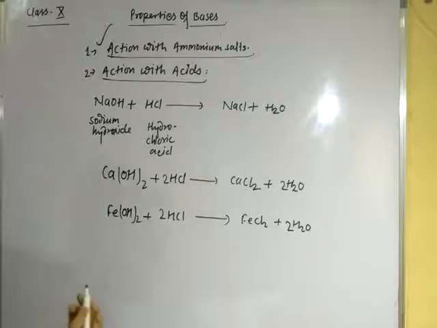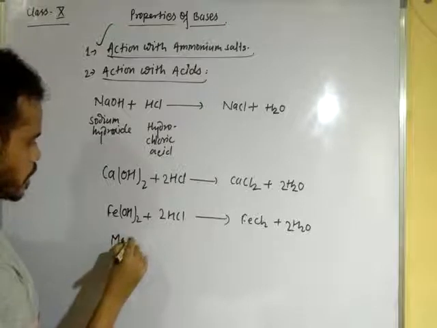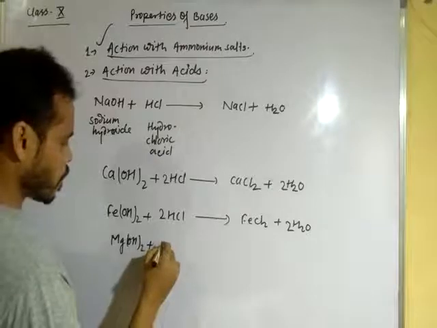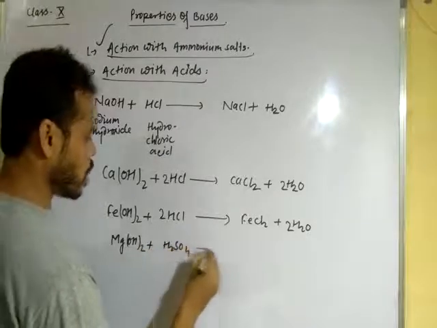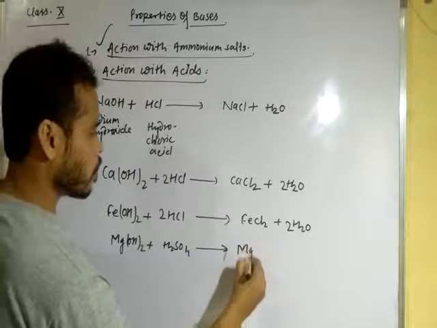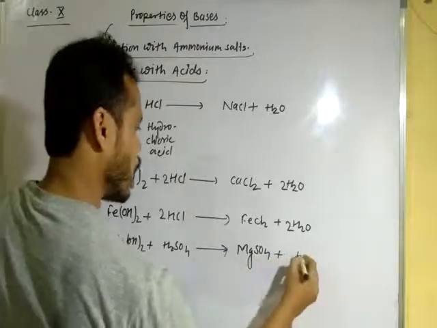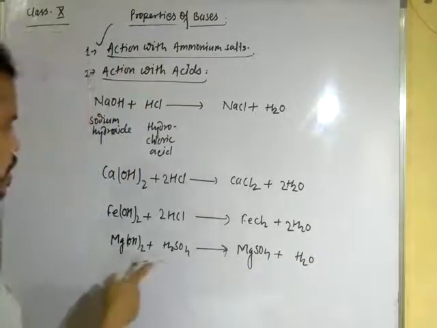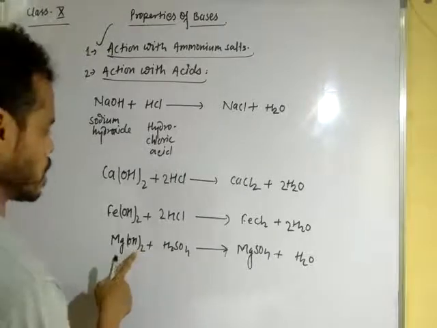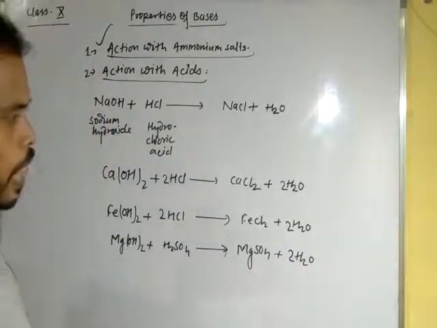Another reaction you can take here. Suppose we have magnesium hydroxide treated with H2SO4. Once again, it forms magnesium sulfate, MgSO4, salt, and water, H2O. To balance, here 2 hydrogen, there 4 hydrogen, so balance this reaction with 2. Okay, I think this reaction is balanced.